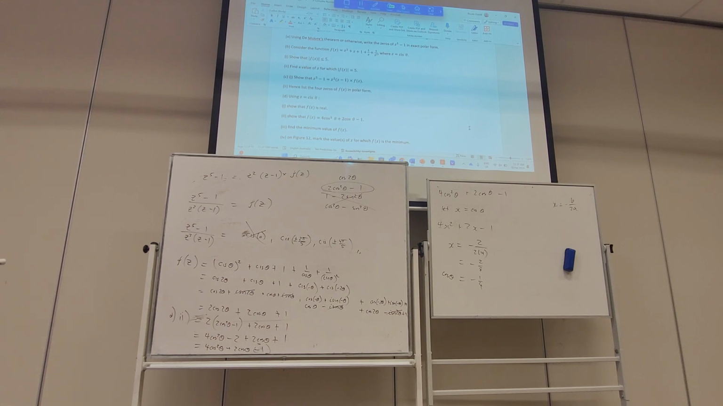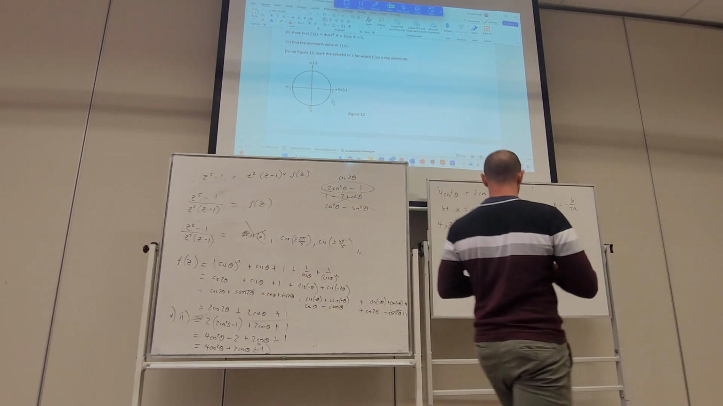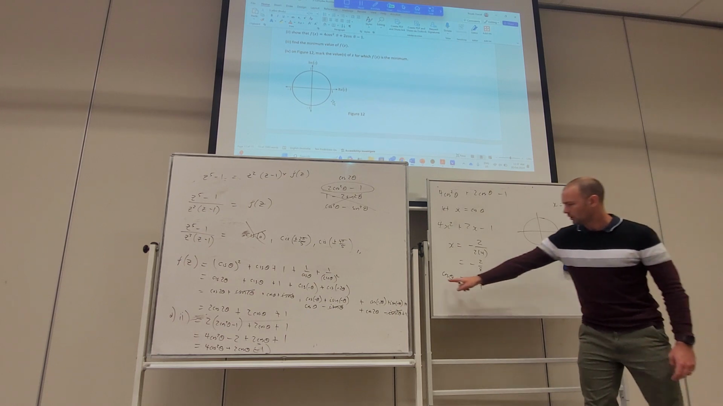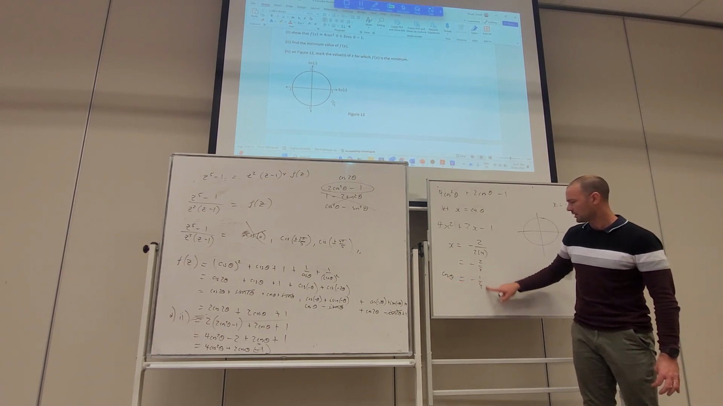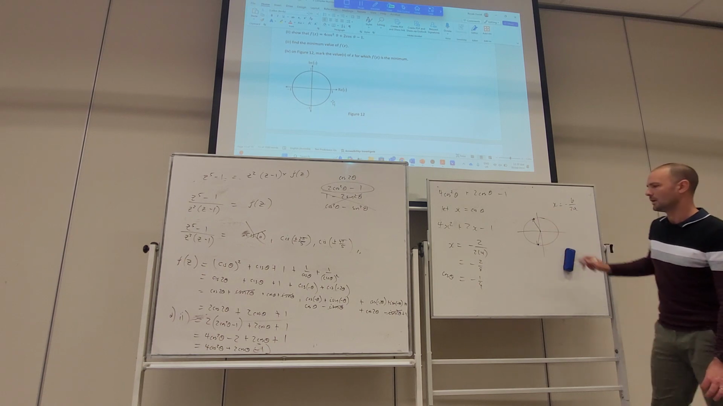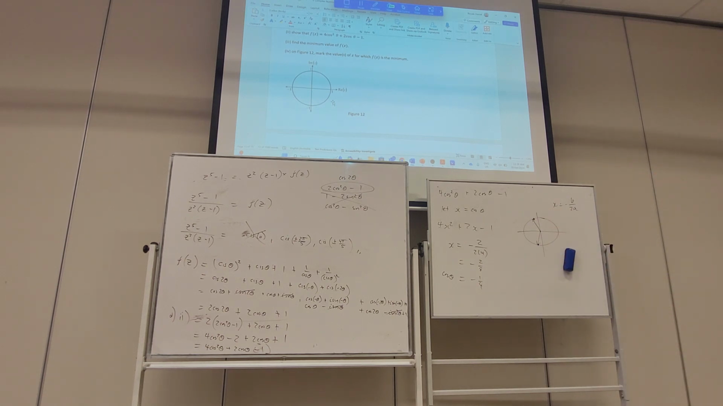Alright, find the minimum value of f(z), good. And on figure 12, then we can just mark those on the plane here. So mark the value of z for which f(z) is a minimum. So here's the Argand plane. And we have the cos value is −a quarter. So that's here and here, isn't it? Right? Those are the places where the cos value is −a quarter.